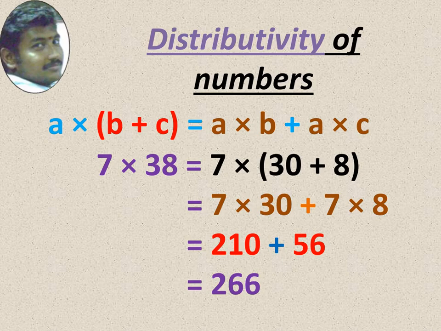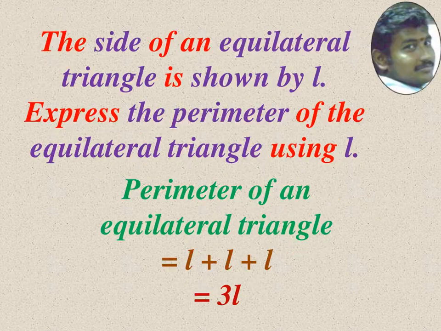Likewise, distributivity of numbers. A into B plus C. So A is distributed with B and A is distributed with C. So A into B plus A into C. A times (B plus C) equals A into B plus A into C. So here 7 into 38 is equal to 7 into (30 plus 8), which is 7 into 30 plus 7 into 8. Likewise, we already discussed this in earlier classes.